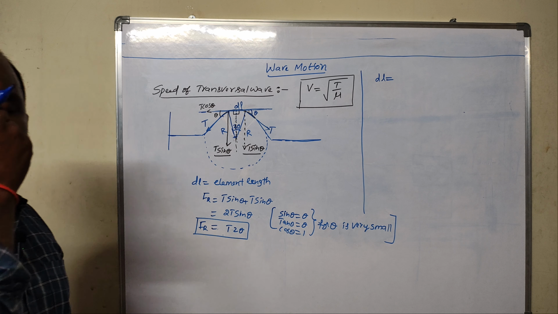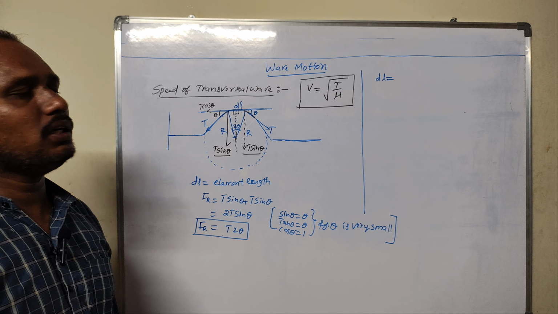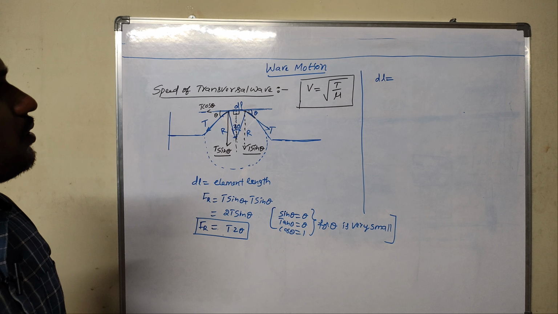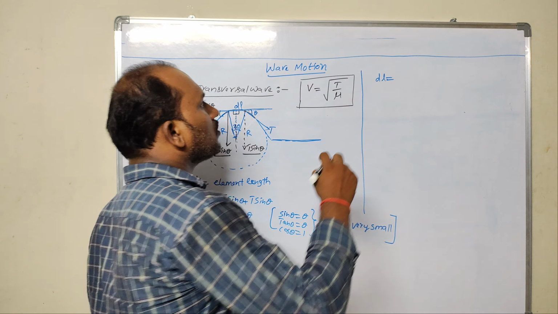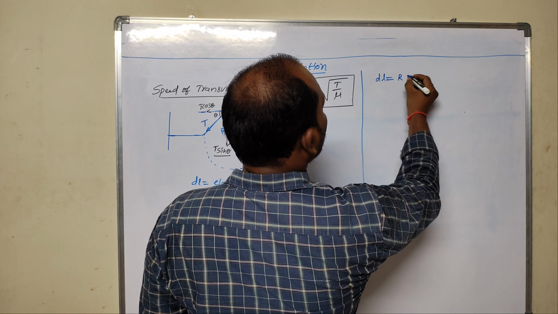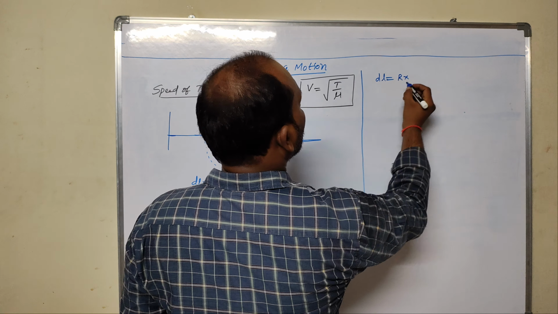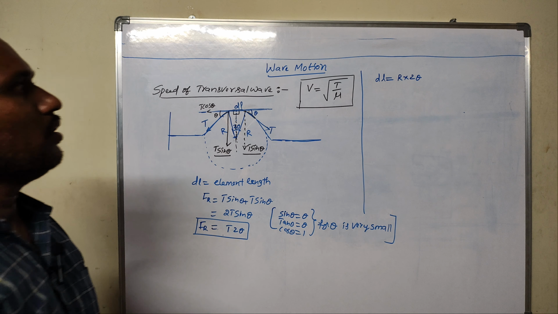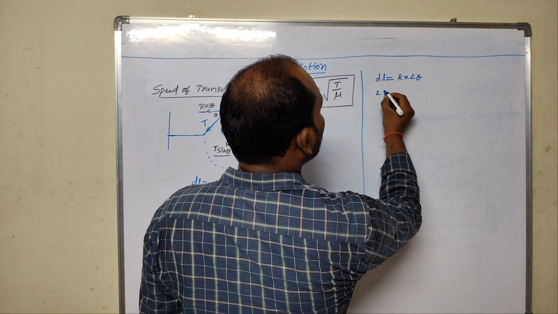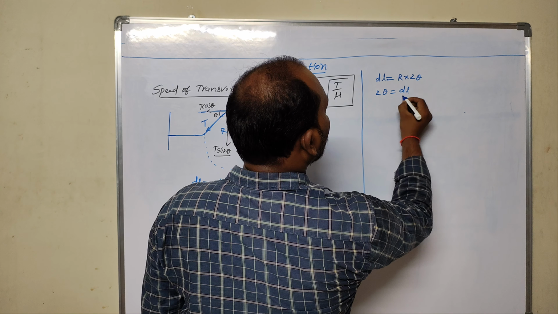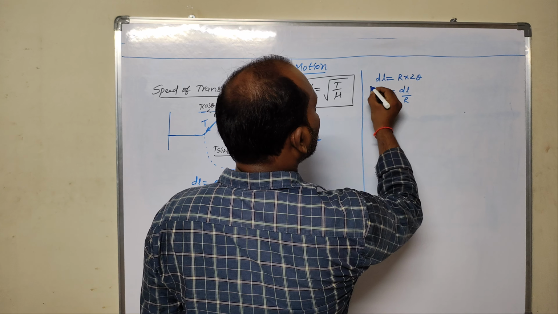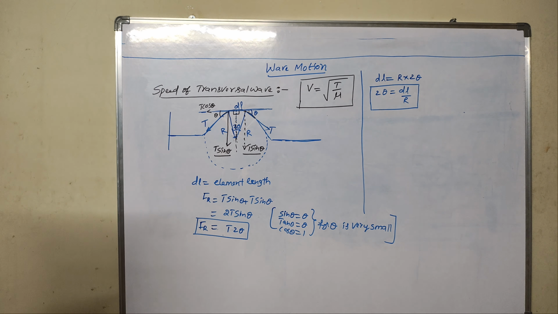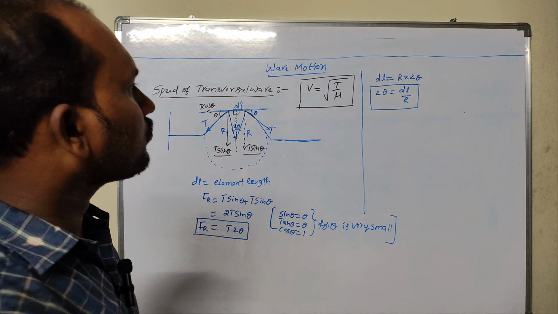Just now we started our journey for getting the value of v equal to root of T by mu. So I tell you, arc in radians is r theta. So r into what is the theta value here? 2 theta. So r into 2 theta. So 2 theta is equal to dl by r.